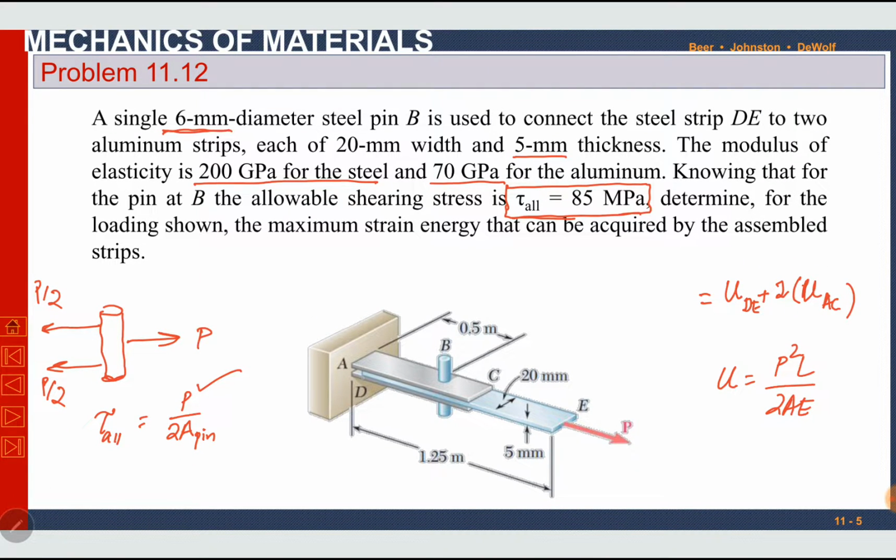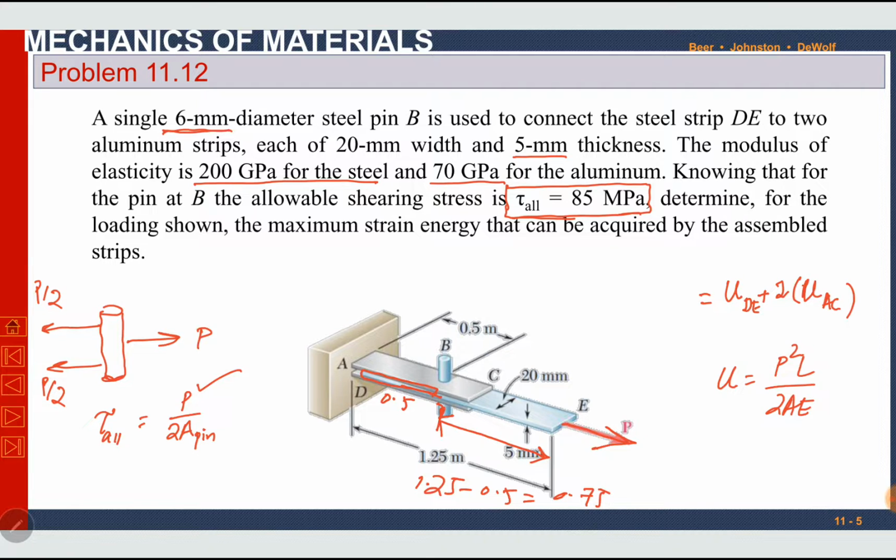Plate DE, which is the blue color plate made of steel, is under tensile force P. When we apply this force P at point E, this force is transferred from E until B. At point B, the pin resists this tension. Then the rest of this plate is free. There is no force in this 0.5 length part. So only this part of the plate is under tension, and we will use this length 1.25 minus 0.5, which is equal to 0.75.